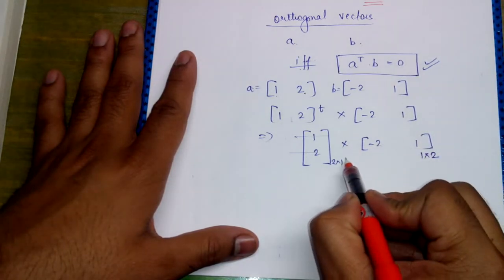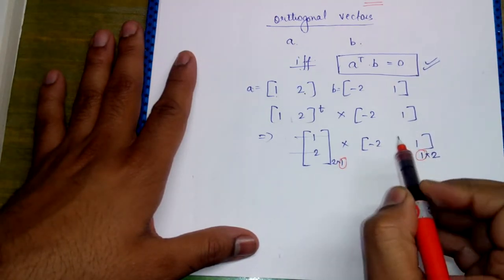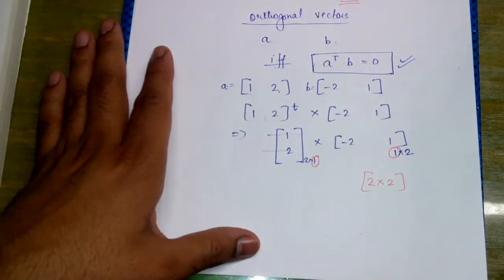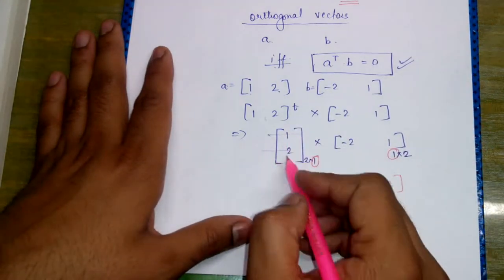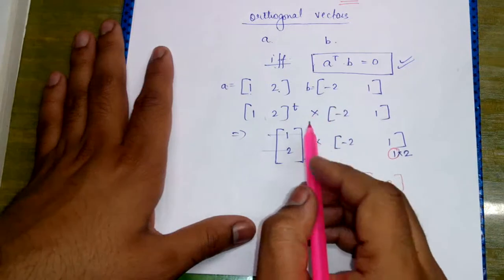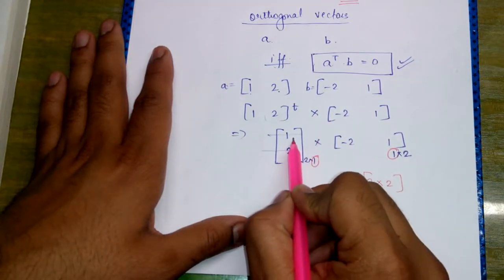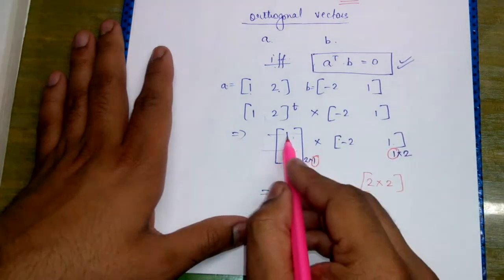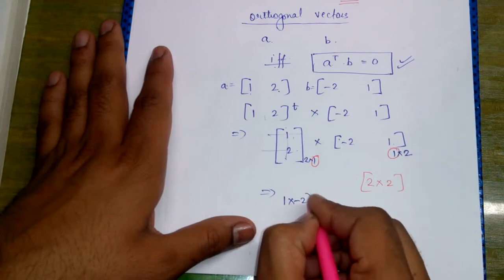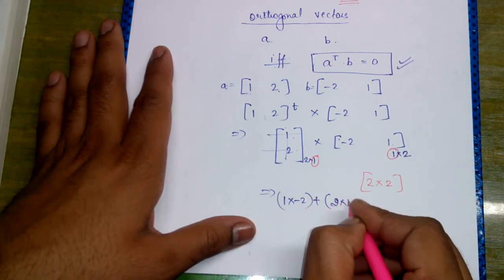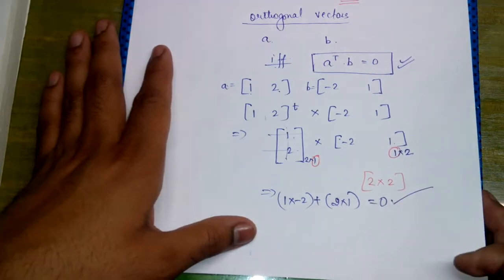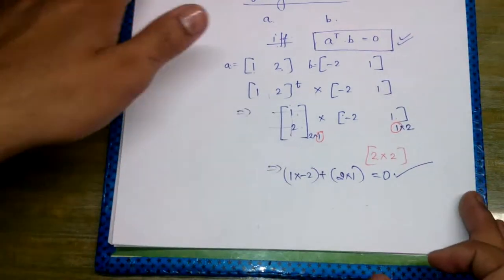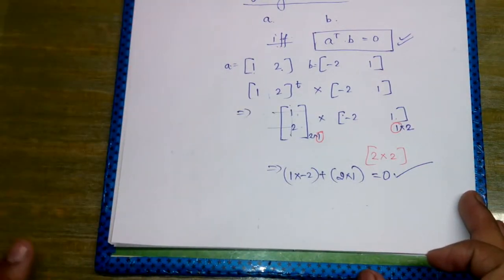The number of columns of the first is equal to the number of rows of the second, hence the resulting matrix would have the order of 2 cross 2. Okay. Or we can do a very simple multiplication: 1 into -2 plus 2 into 1. So 1 into -2 plus 2 into 1 comes out to be 0. Hence these two vectors, A and B, are orthogonal vectors. So this was the condition for the orthogonality of vectors.